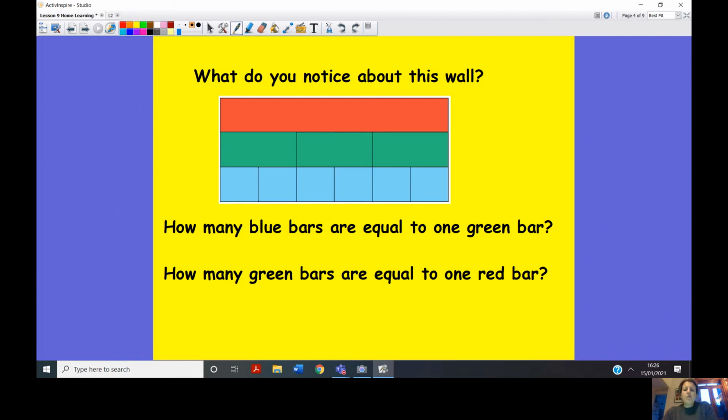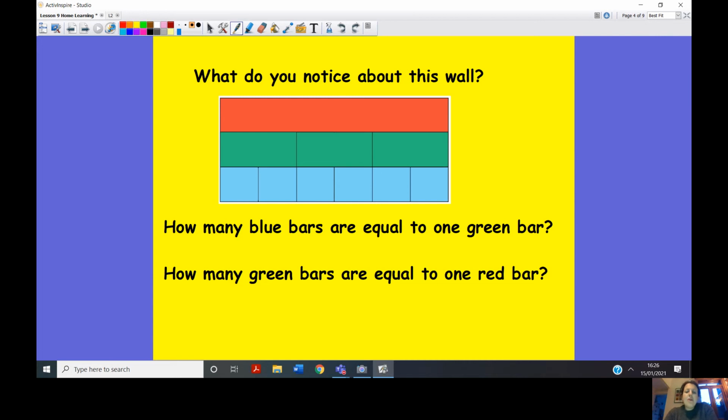What do you notice about this wall? How many blue bars are equal to one green bar? How many green bars are equal to one red bar? Have a think. Maybe pause the video and have a think.